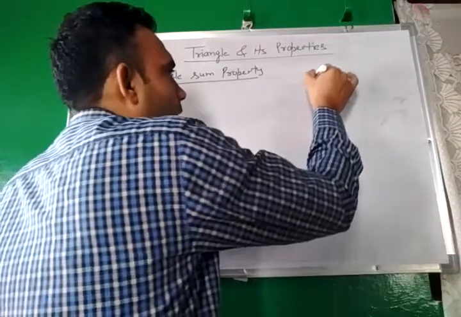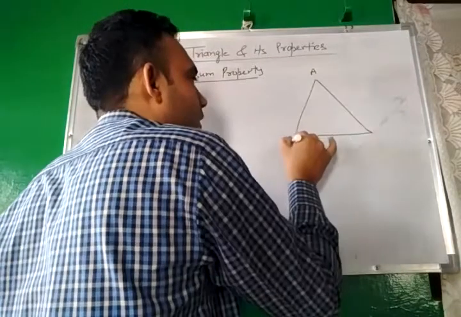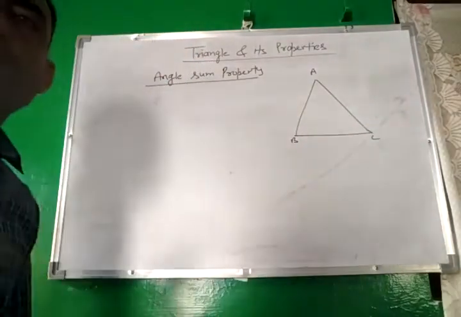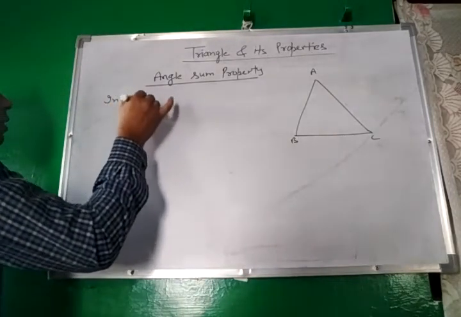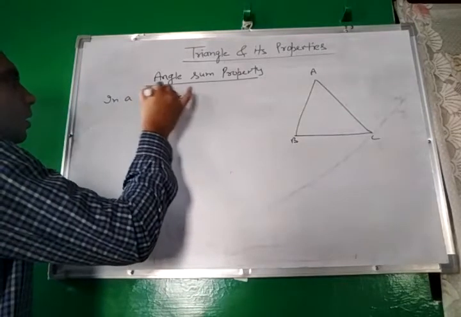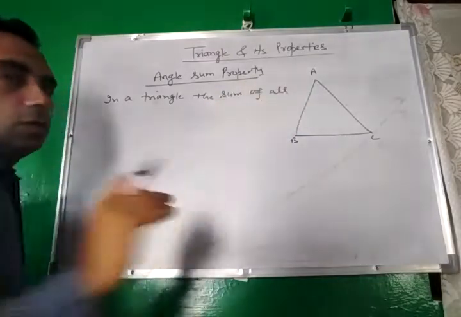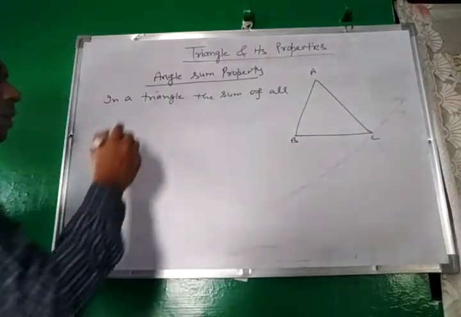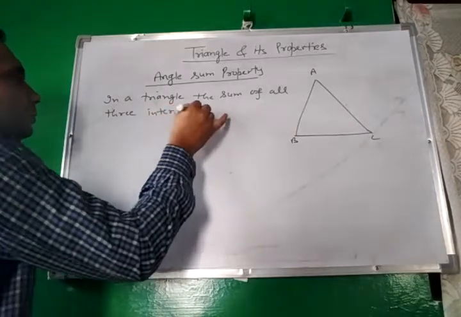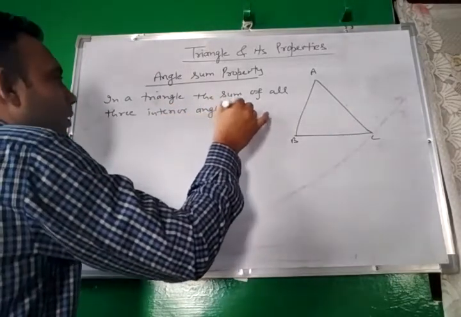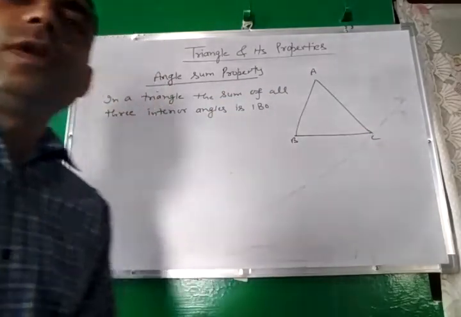Angle sum property: in a triangle, the sum of all three interior angles is 180, and this property is called angle sum property. So in a triangle, the sum of all three interior angles is 180. This is called angle sum property. Now we will prove it.